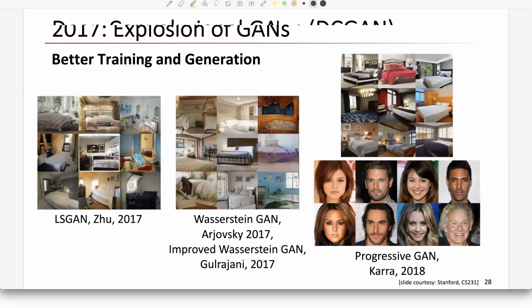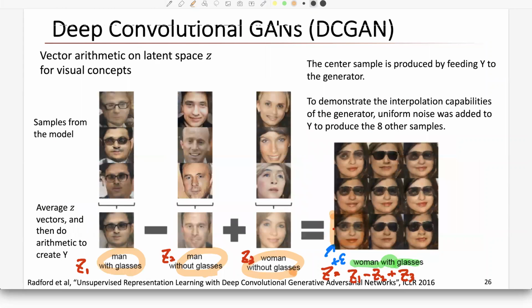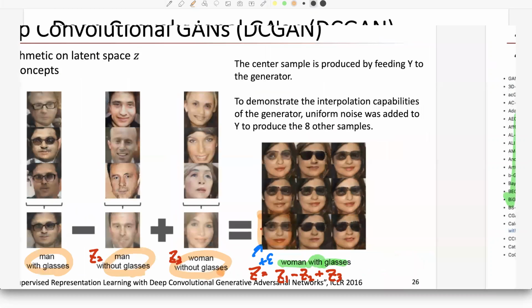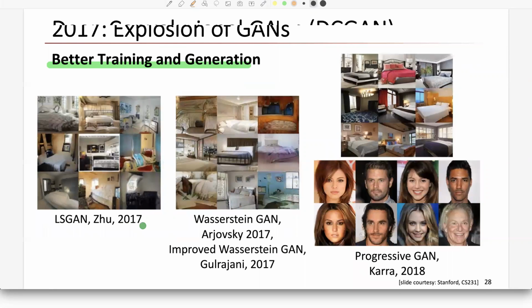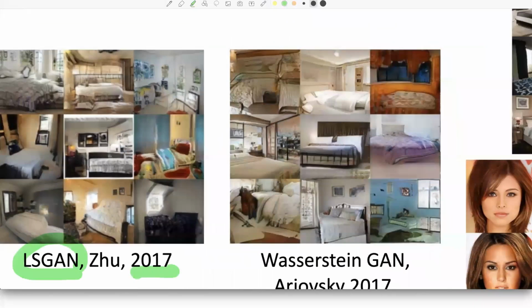So where are we now? Nowadays most papers try to make better training and better generation. This result was from the 2016 papers, right? And in 2017 there was LSGAN. They dramatically improved the scene generation performance. Okay, let me show the detail like this one.